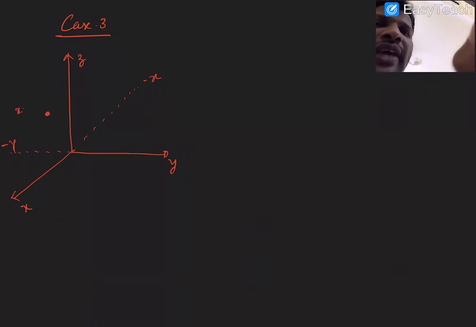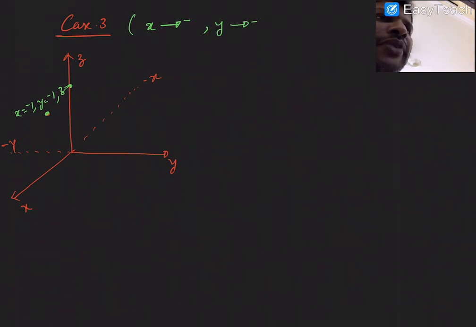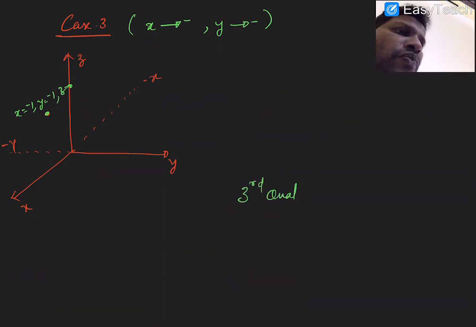Let's say x is equal to minus 1, y equal to minus 1, and let's say z equal to 0. Our case 3 is x is negative, then y is also negative. So this means that we are in the third quadrant.